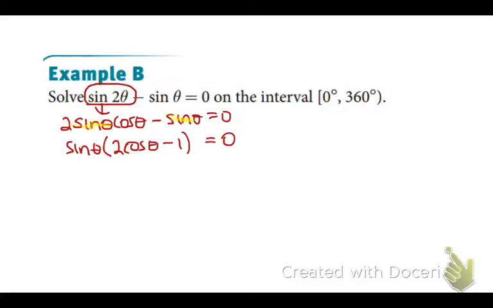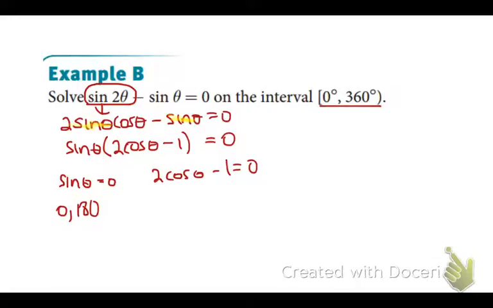Okay, so what did we do? We split the sine from the cosine. Is that what we wanted to accomplish here? Yes, that is what we wanted to accomplish. So now we can split these up. So now our sine theta equals 0, or our 2 cosine theta minus 1 equals 0. Where does sine of theta equal 0? We're going to go with degrees because they were on the 0 and 360. 0 and 180.